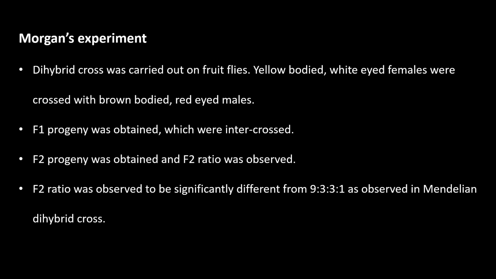Morgan's experiment. The hybrid cross was carried out on fruit flies. Yellow-bodied, white-eyed females were crossed with brown-bodied, red-eyed males. F1 progeny was obtained, which was intercrossed. F2 progeny was obtained and F2 ratio was observed. F2 ratio was observed to be significantly different from 9:3:3:1 as observed in Mendelian dihybrid cross.